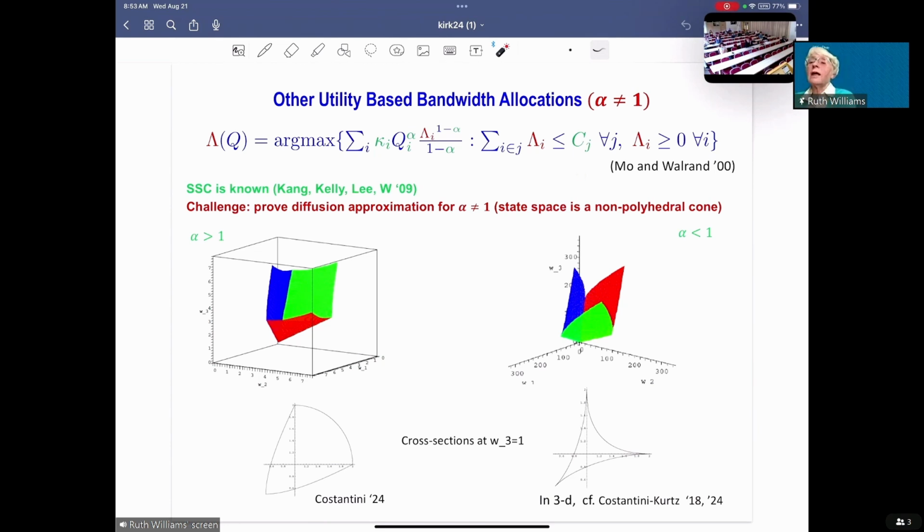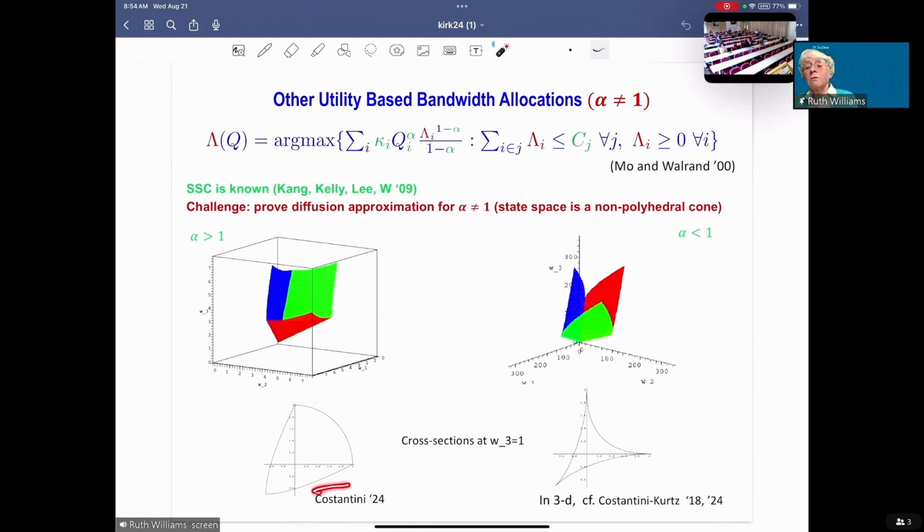If alpha is not equal to 1, you can still allocate policies, and some of these are especially interesting, like alpha equals 2 corresponds to the TCP protocol on the internet. The state space collapse, the dimension reduction, has already been proved for this family of policies. What's still open, at least in some cases, is to prove the diffusion approximation for the W tilde process that I mentioned earlier. And let me show you what the issue is. If alpha is bigger than 1, the conjectured diffusion state space is a cone, but it's no longer a polyhedral cone. It has curved boundaries. You can see an example of a cross section here.